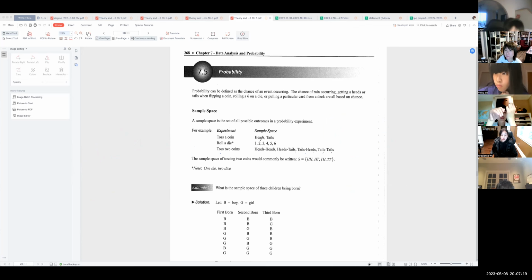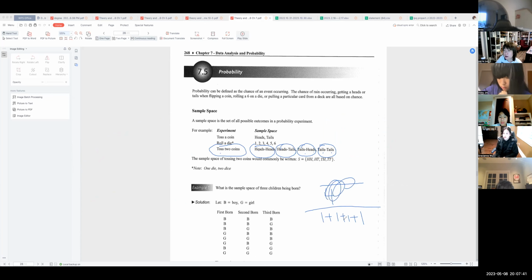Now, tossing 2 coins has the possibilities head head, head tail, tail head, and tail tail. Because there are now 2 coins, there are 4 possibilities. Get it? So the denominator is the total possible outcomes. If I ask you what is the probability you get a head and a head when you toss 2 coins, it's 1/4.